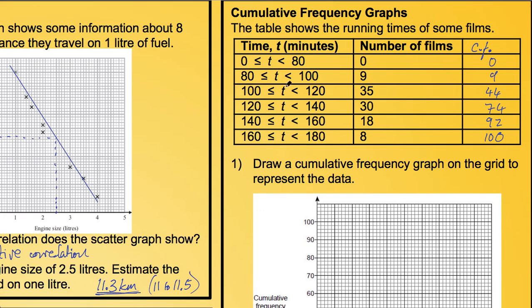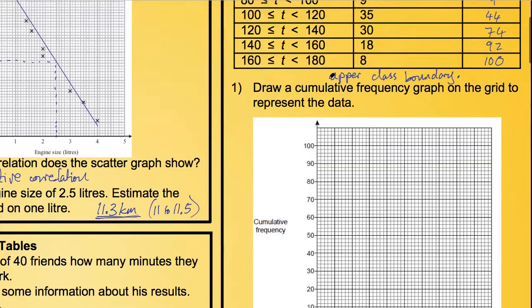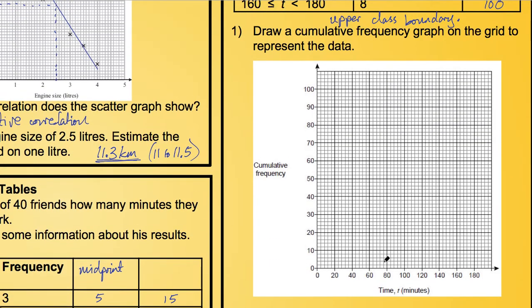With these, we want to plot the upper class boundary. The midpoint was involved in estimating the mean, and the midpoint is also involved with frequency polygons. But with cumulative frequency graphs, we want to be plotting at the upper end. So by the time we've got to 80, I've got 0. By the time we've got to 100, we've got 9. So 80 is 0, and 100 is 9, which is just underneath that.